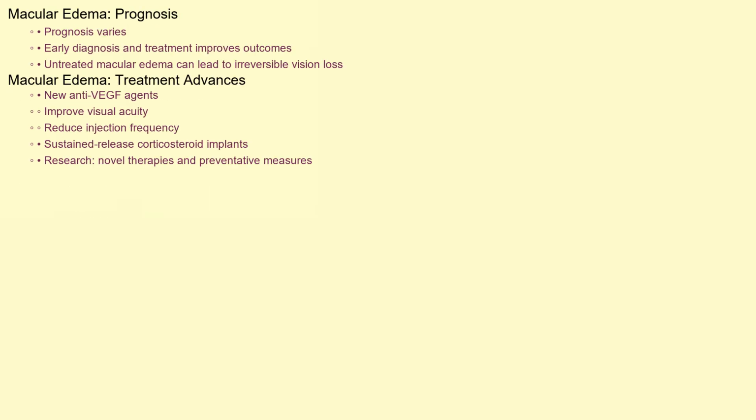The prognosis for macular edema varies depending on the underlying cause, severity, and response to treatment. Early diagnosis and prompt treatment can significantly improve visual outcomes. However, untreated macular edema can lead to irreversible vision loss. Recent advances in treatment, such as new anti-VEGF agents and sustained-release corticosteroid implants, have shown promising results in improving visual acuity and reducing the need for frequent injections. Research continues to explore novel therapeutic strategies and preventative measures to combat macular edema and preserve vision for those at risk.